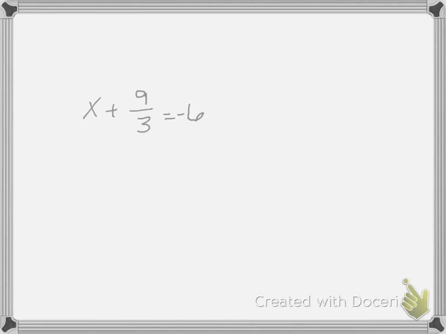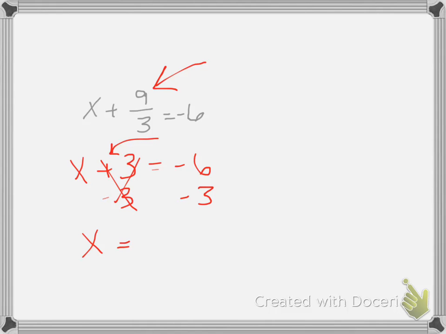Okay, if I'm looking at this, I need to get rid of the things not attached to x, but if I'm looking at this, what is 9 divided by 3? 9 divided by 3 is 3. Okay, now it makes it easier, so I have to subtract 3 because right now I'm adding it, so to get rid of it I need to subtract it. Remember, if you're going from one side of the equal sign to the other, you do the opposite to get rid of it. So now it's gone on this side. Negative 6 plus negative 3 is negative 9.